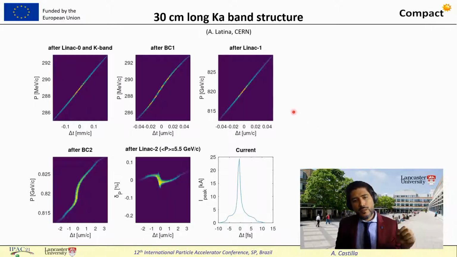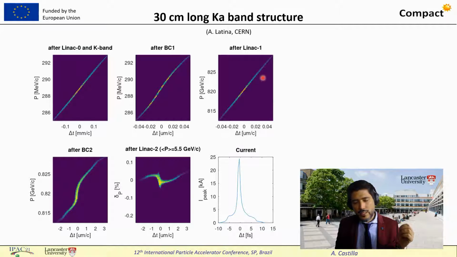Now let's repeat the same exercise for an optimized lattice that includes a 36 GHz linearizer. We will see before the first bunch compressor, after the linearizer and the injector, it seems fairly linear. Then we have, after the first bunch compressor, a small S shape, very smooth.